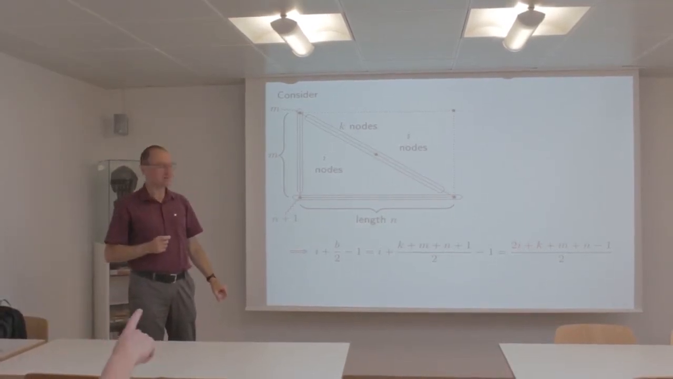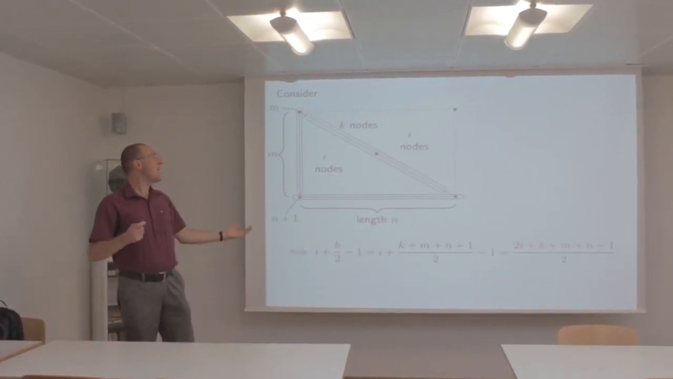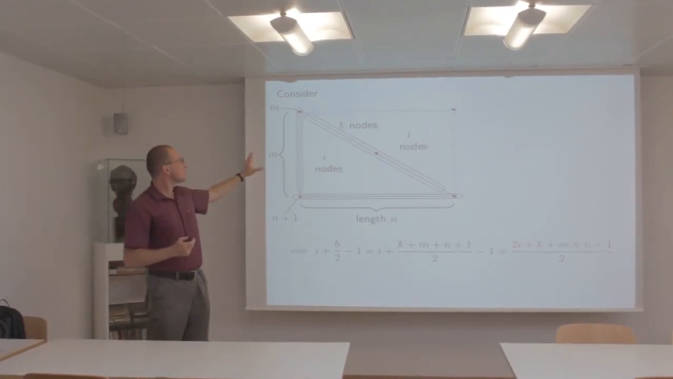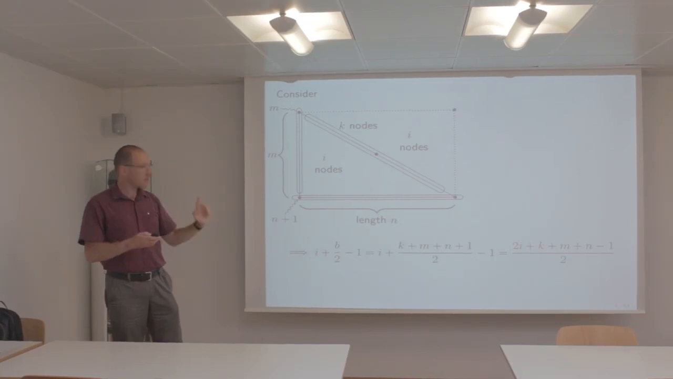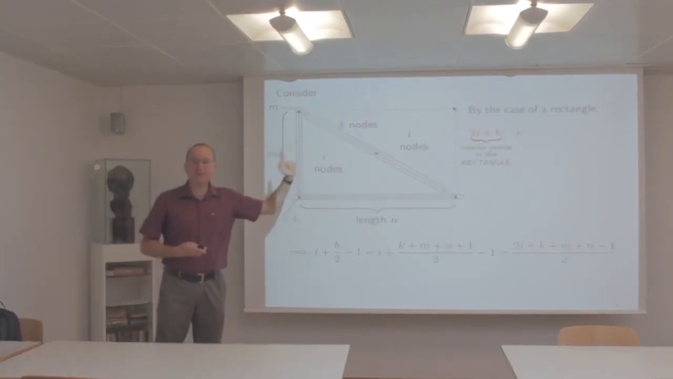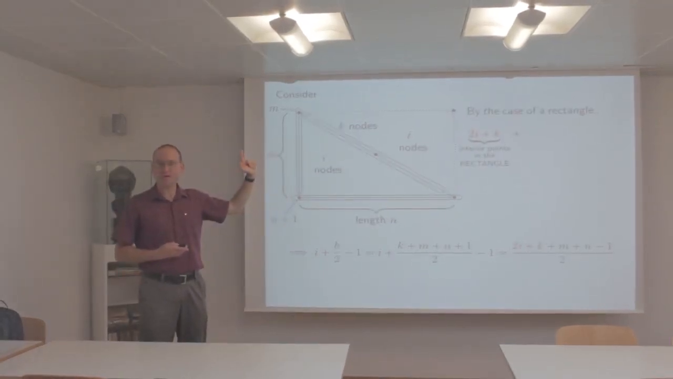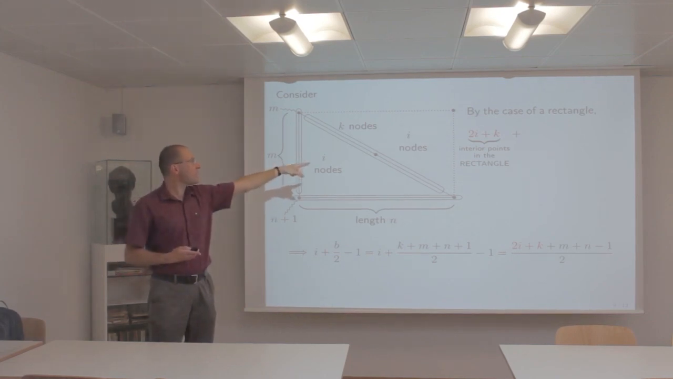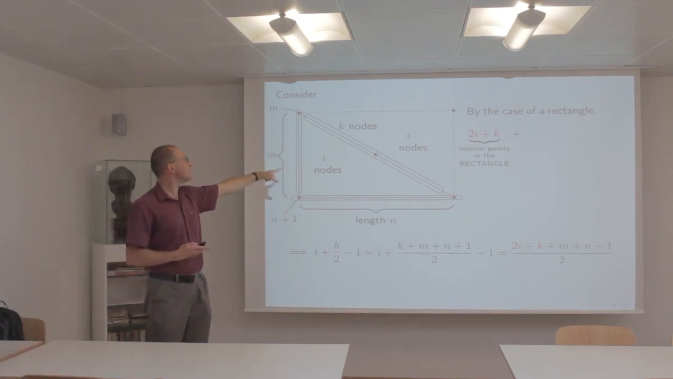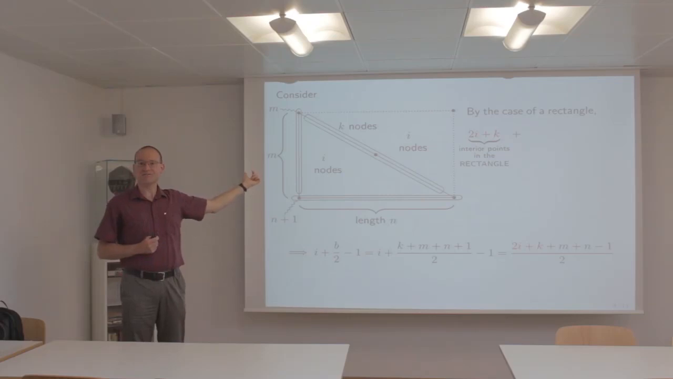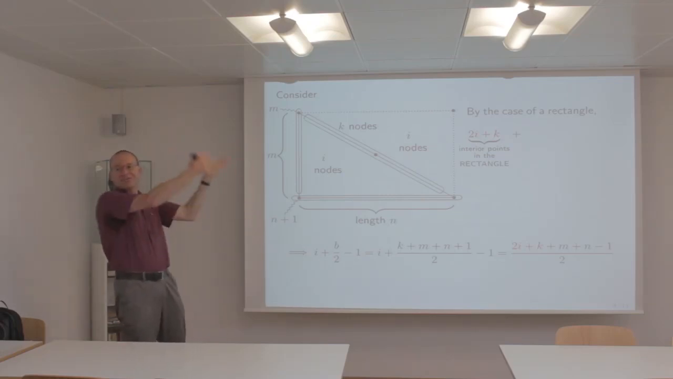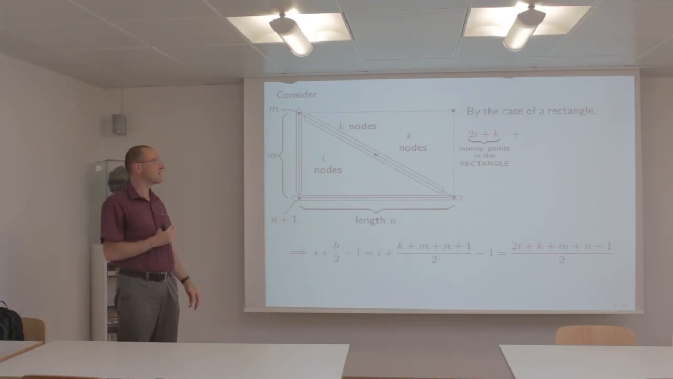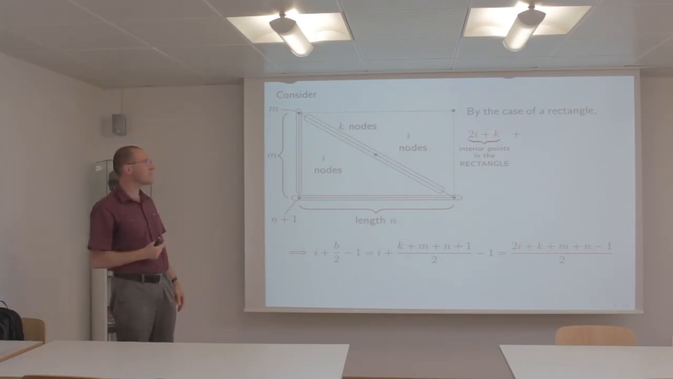Yes? And then over 2 will give us the result for the triangle, since it's in the fraction. So we have to be a little careful. So 2i plus k. Okay, let's do it. Now, by the case of a rectangle, 2i plus k is the number of interior points in the rectangle. This is why you completed it to a rectangle, because 2i plus k has that meaning. The number of interior points in the rectangle.